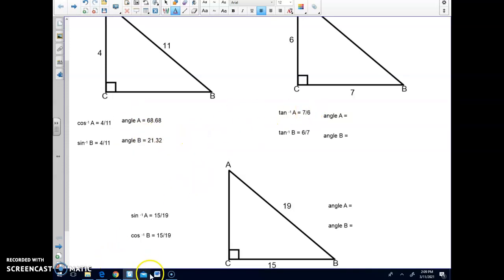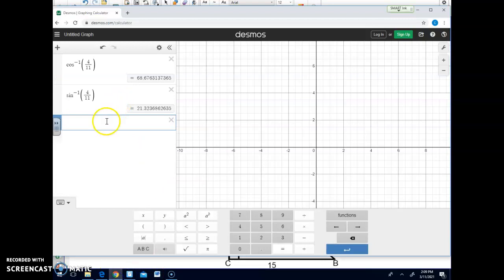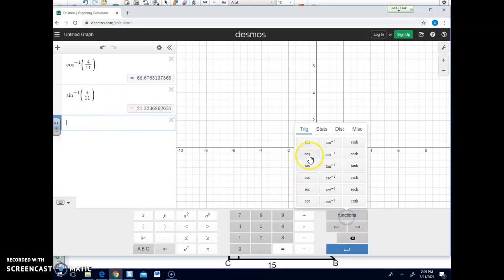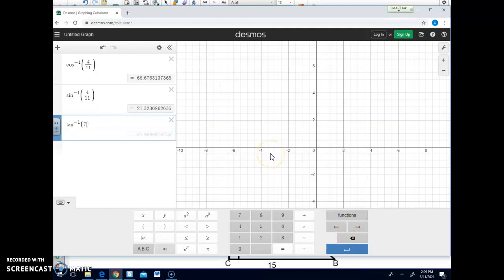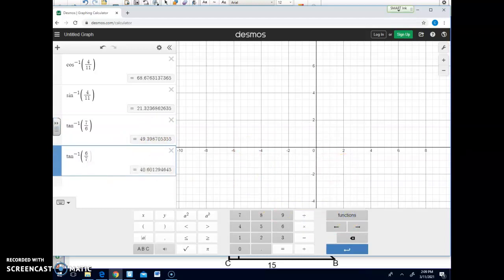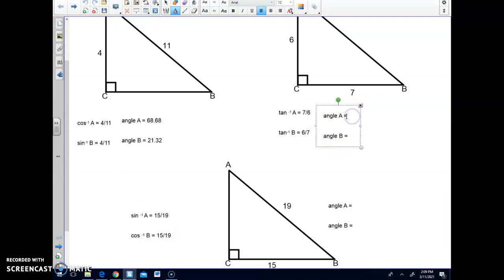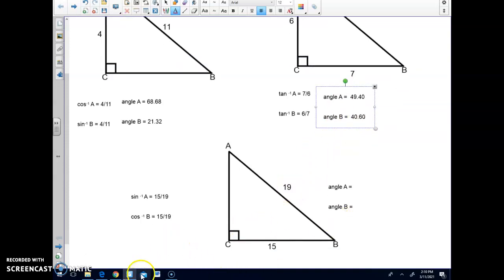Now I come to my tangent, 7 over 6 and 6 over 7. So we do inverse tangent 7 over 6, inverse tangent 6 over 7. And our angles are 49.40 and 40.60. So I'm going to label them here, 49.40 and 40.60. And then I finally come down to this one.